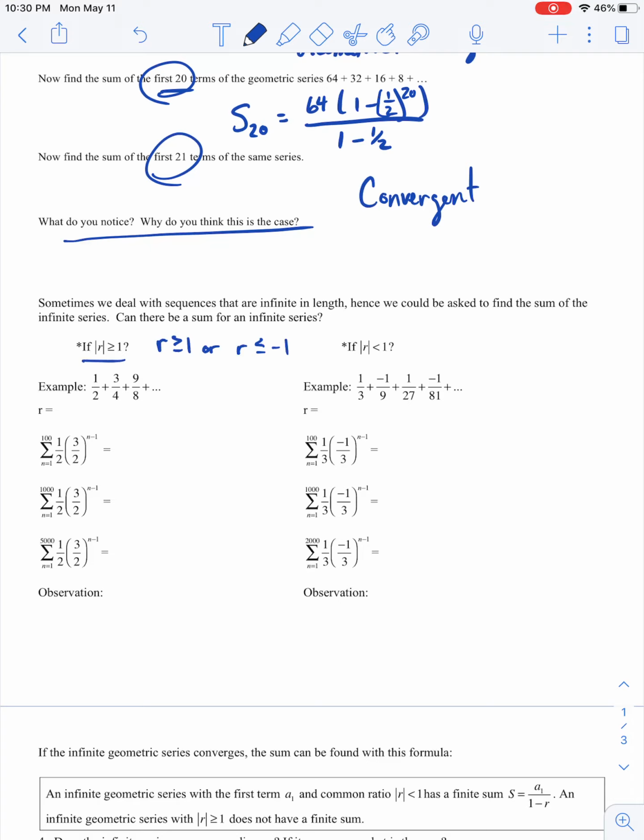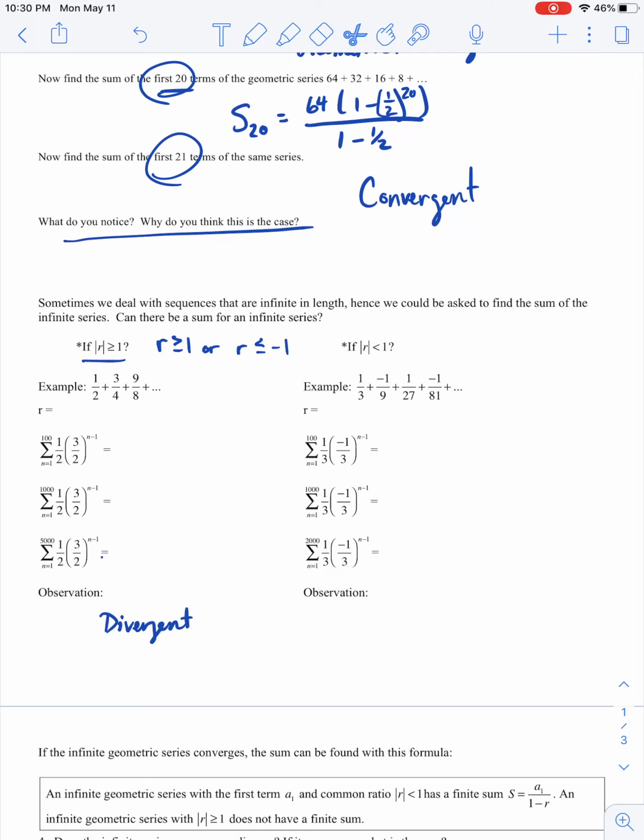Writing it with the absolute value around the r is just a fancy way of saying for r values that are bigger than or equal to 1 or less than or equal to -1, then it is going to be divergent. I guess I could put that down at the bottom there. If you were to plug in the first 100 terms, 1,000 terms, 5,000 terms, it's just going to get bigger and bigger and bigger. And so we would say then that it is divergent.